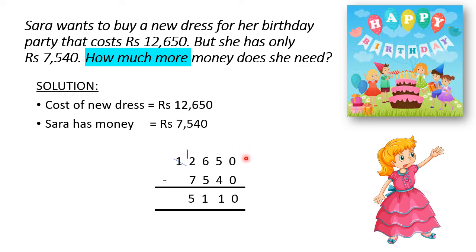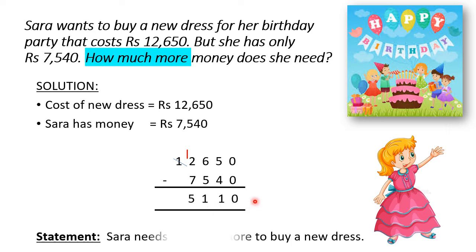For subtracting, we will copy down these two numbers in the vertical form first. And when copying down these numbers in the vertical form, make sure the first number is the biggest number and the second is the smaller number. Again, make sure that all the digits are placed in their columns correctly. And after copying down the two numbers in the vertical form, we will start subtraction from the right side. After subtracting, we will get the answer, that is 5,110, and then our answer statement will be Sarah needs rupees 5,110 more to buy a new dress.